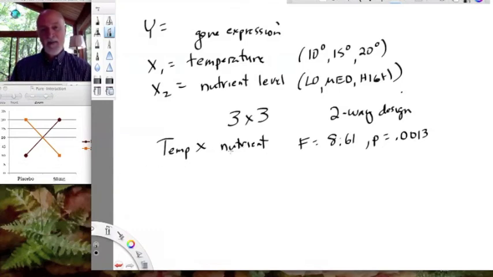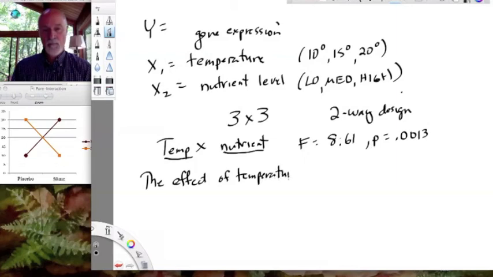Here, these different factors are in a sense equivalent. So we wouldn't necessarily have a bias towards stating the interactive effect in one way or the other. We might say, for example, the effect of temperature on gene expression depended on nutrient level.